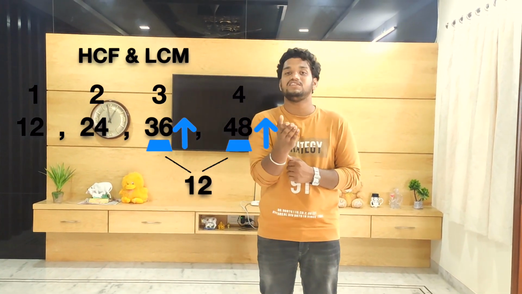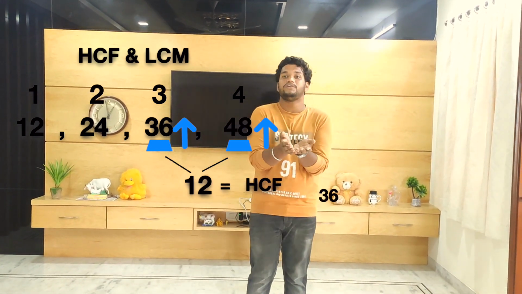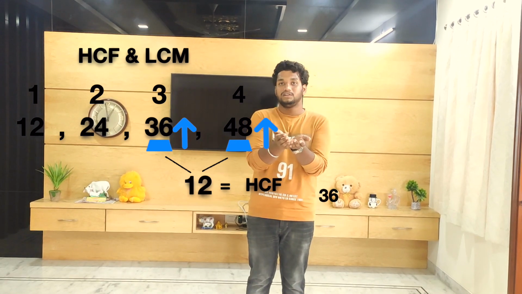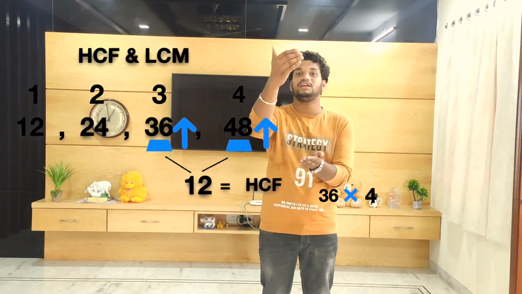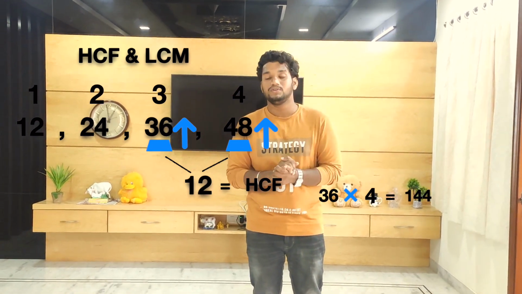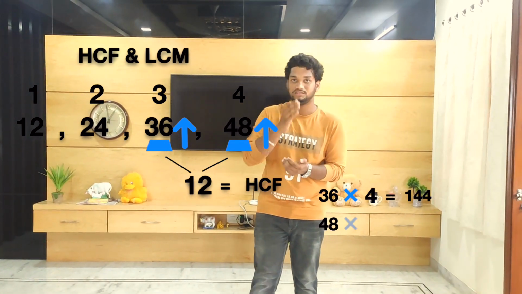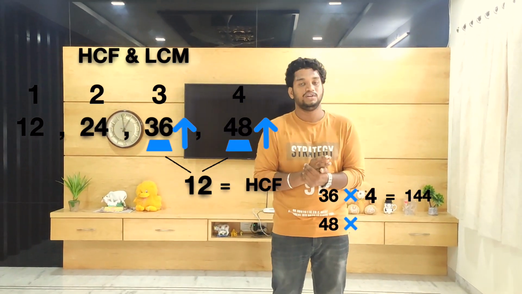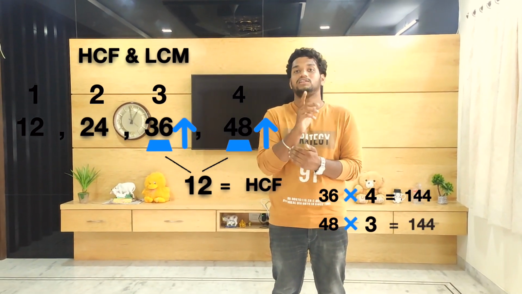Now what is your HCF? Your HCF is 12. Next thing what I have to find? I have to find LCM. Now if you divide 12 with 36 you will be getting 3. If you divide 12 with 48 you will be getting 4. Now 48 into 3 or 36 into 4. Your answer will be 144 and that is your LCM.